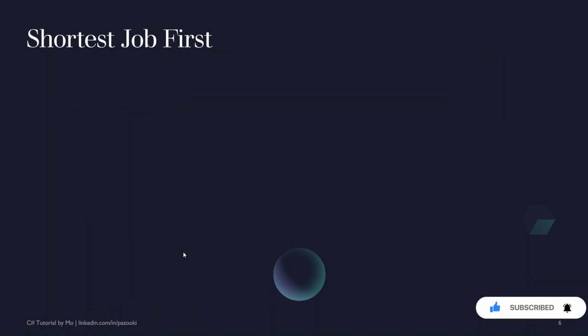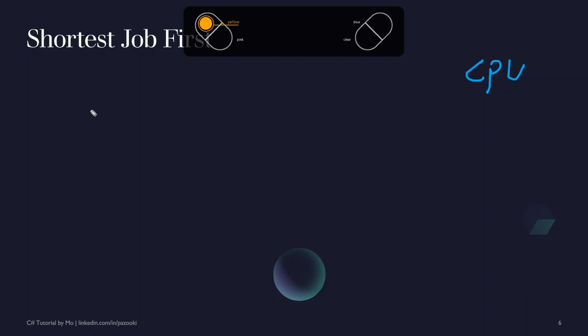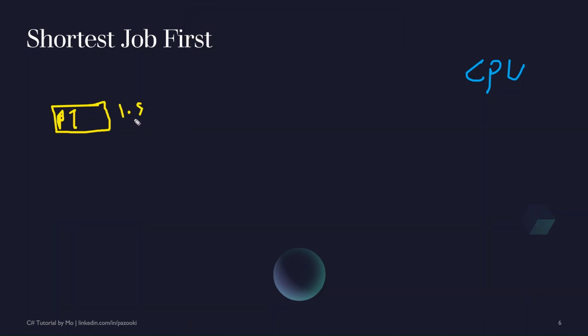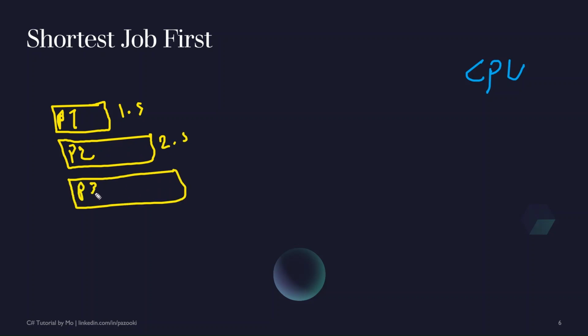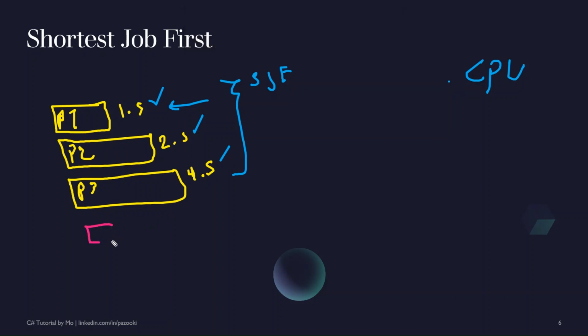Let's discuss the shortest job first algorithm. Similar to the previous example, we have a single core CPU and 3 different processes. P1 takes 10 seconds, P2 takes 20 seconds, and P3 takes 40 seconds to complete. In this approach, the CPU will select the shortest job first, meaning it will select P1, then P2, and finally P3.